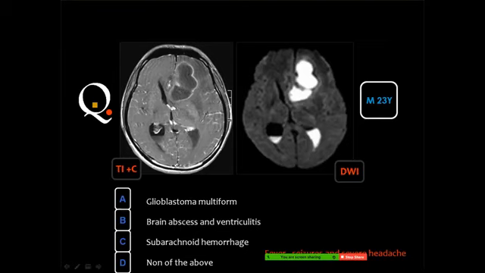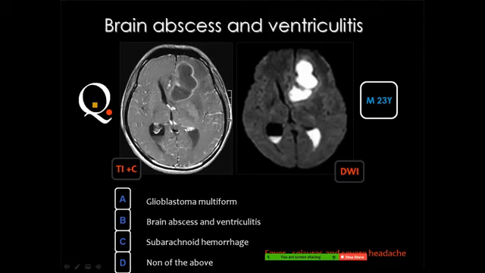B. Brain abscess and ventriculitis. Yes. This is a marginally enhancing lesion in the left frontal lobe, which is directly communicating with the ventricle, and this is one of the complications of brain abscesses. It can rupture into the ventricle and also can reach the subdural and the epidural spaces. Then you get pus in the ventricle, and this pus will show diffusion restriction similar to the original abscess.